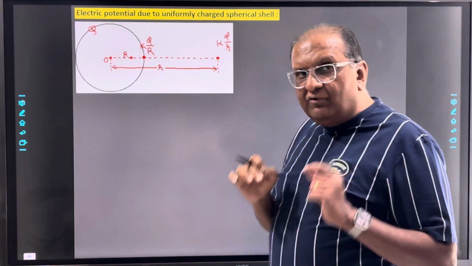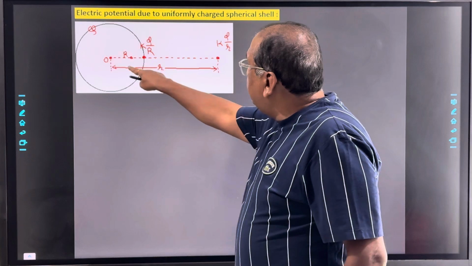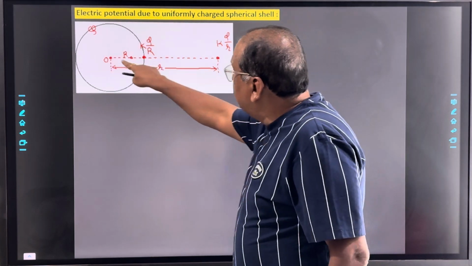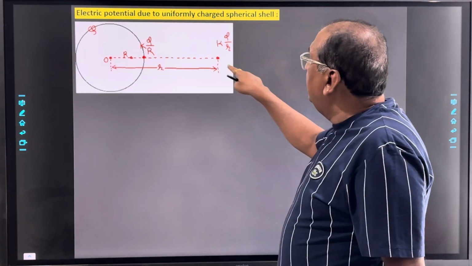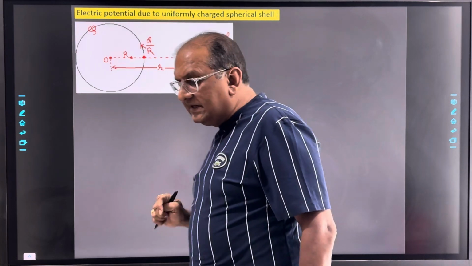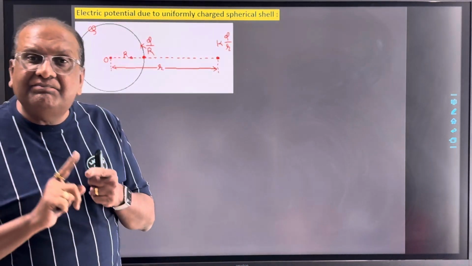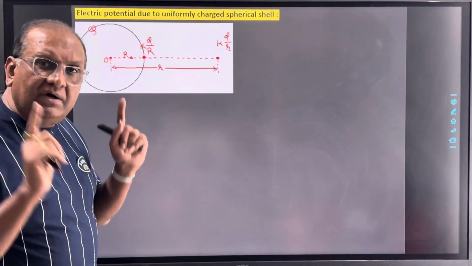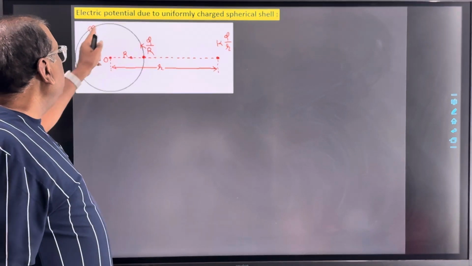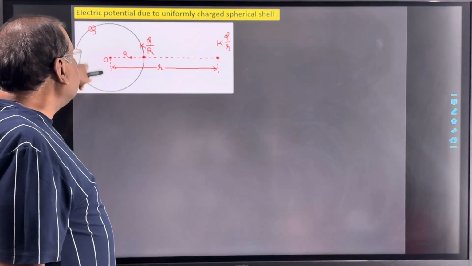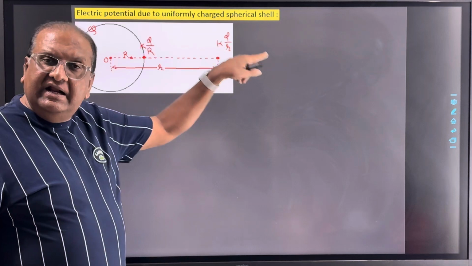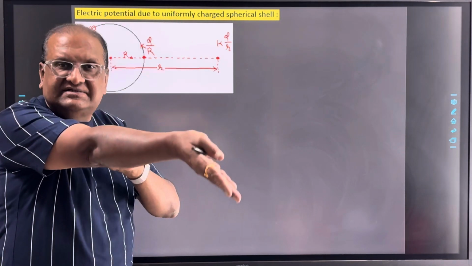Now suppose we want the potential at a distance small r from the center of the shell, where small r is greater than capital R. It implies that we want the potential due to this uniformly charged spherical shell at any point outside the shell.